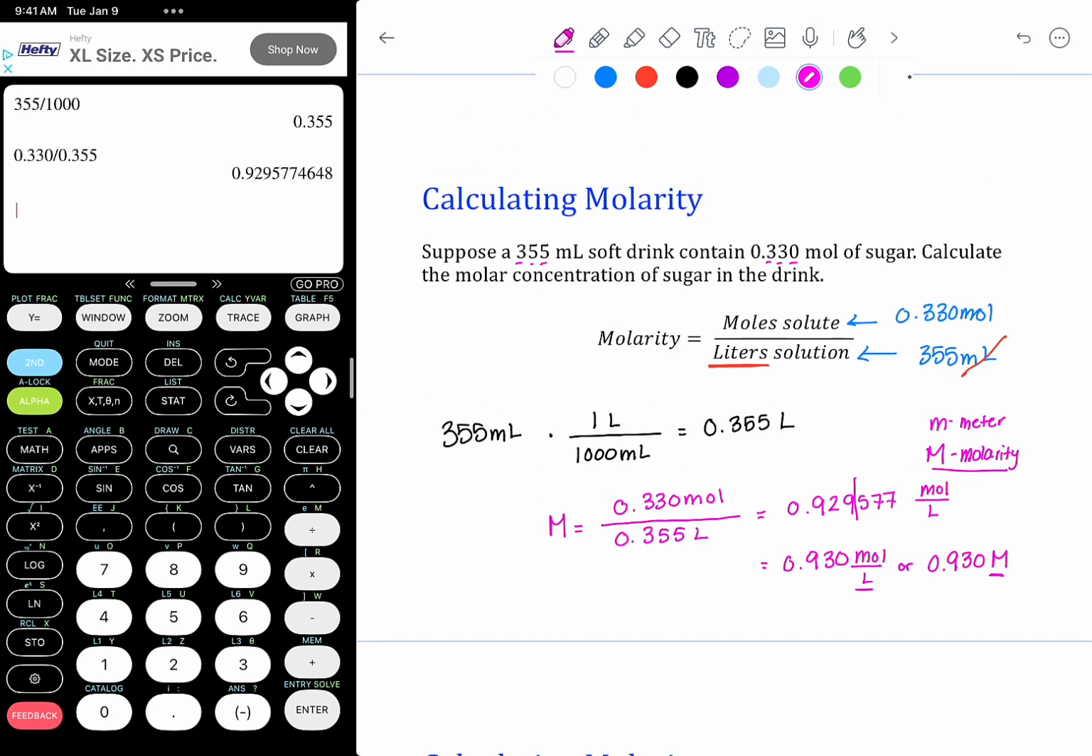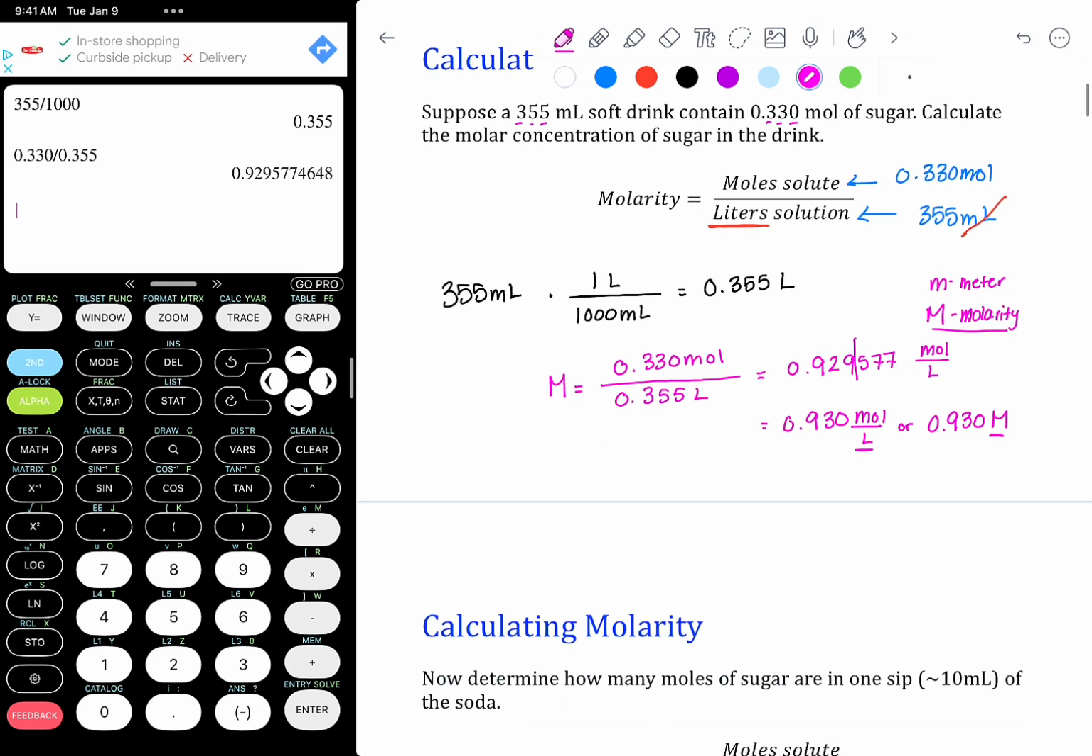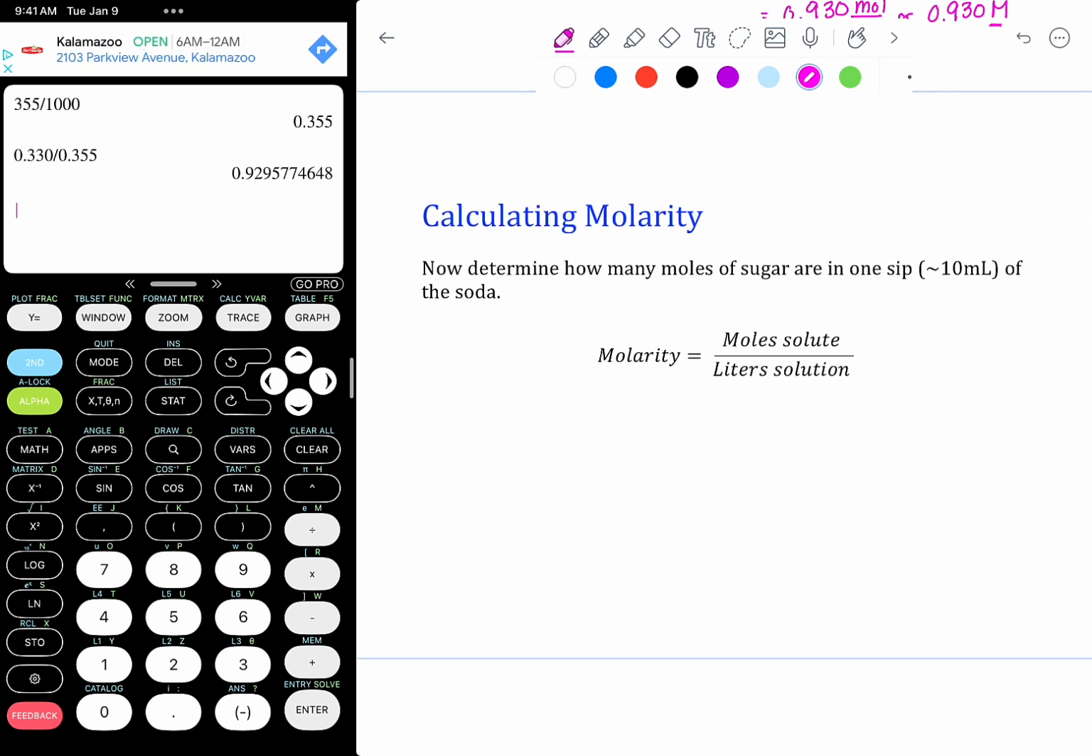Okay, so that was an example of where we knew our moles and we knew our volume, and we wanted to find our concentration. Our next example is one where we know the concentration, we just defined it as 0.930 molar, and we want to find the moles in a specific volume of that solution. So if I know molarity and I know volume, I can also solve for moles. This is just one of those equations where if we know two of the variables, we can solve for the third using algebra. So for this one, we know the molarity, that's that 0.930. We know the volume, it's saying in approximately 1 sip, which is about 10 milliliters. So we have to solve for the mole value.